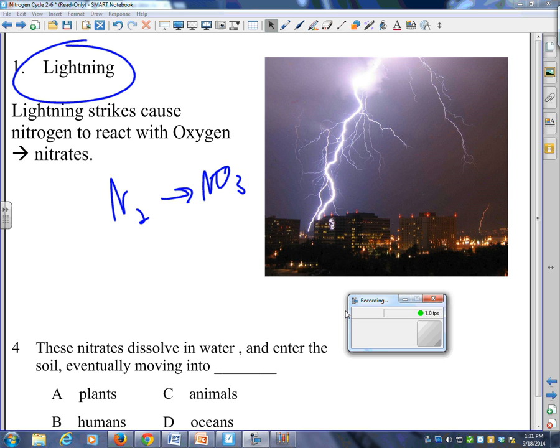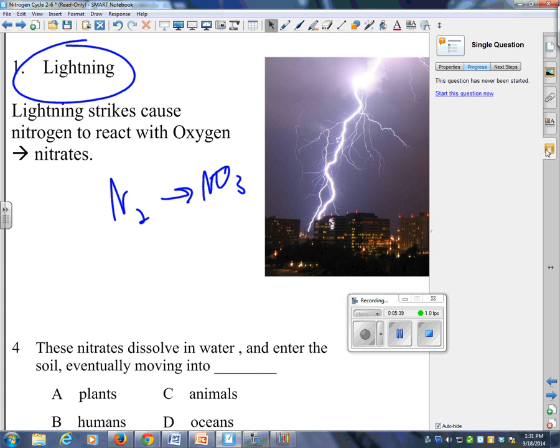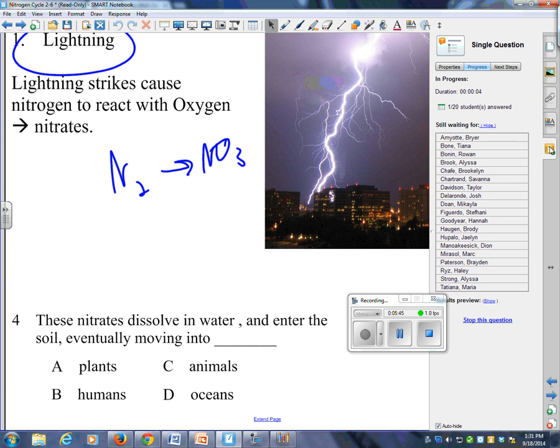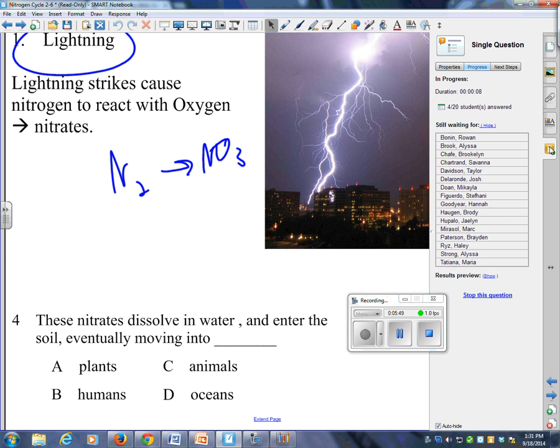The nitrates dissolve in water and enter the soil, eventually moving into what? Do the nitrates move into plants? Do they move into animals, humans, or the oceans?